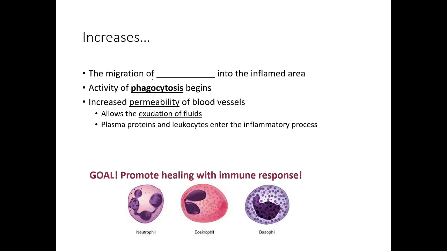So here's what increases: migration of white cells into the inflamed area, starting with neutrophils, okay? Any of these granulocytes. We start to get phagocytosis. So each of these are responsible for phagocytosis. Also mononuclear cells, or macrophages. So we get the phagocytosis. We also have increased permeability of blood vessels, which allows exudation of fluids. So fluids are coming out of the blood vessels as well. Plasma proteins and leukocytes are going to enter into this inflammatory process. Our goal is to promote healing with our immune system, our immune response.